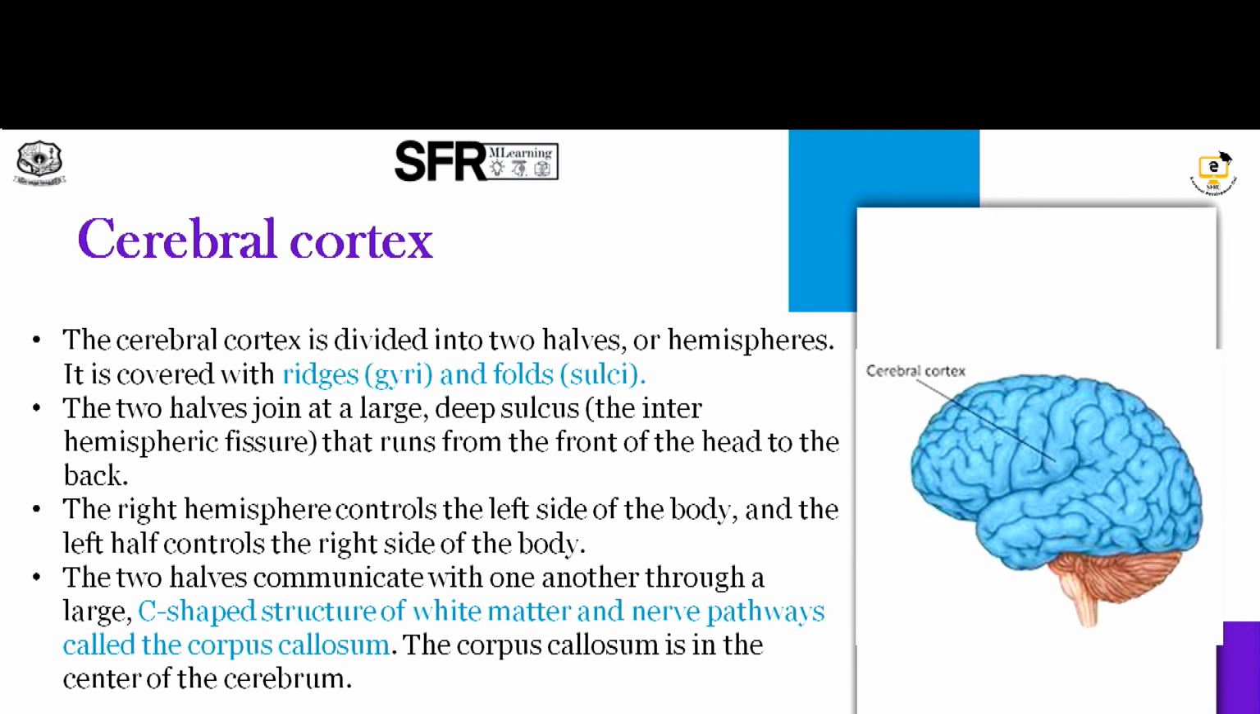The central sulcus is the border between the frontal and the parietal lobe. Your cerebrum can be divided into 4 lobes: the frontal, parietal, temporal, and the occipital lobe. The sulcus that divides the frontal and the parietal lobe is the central sulcus.